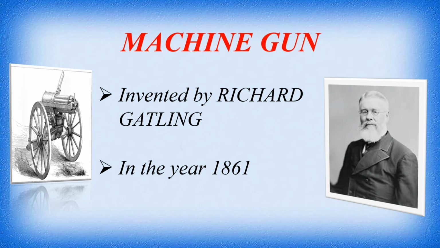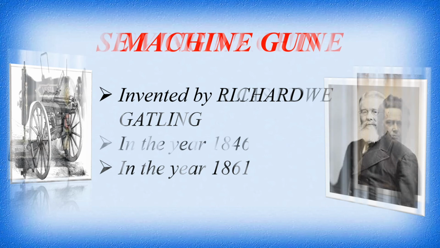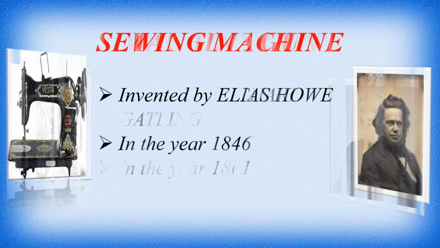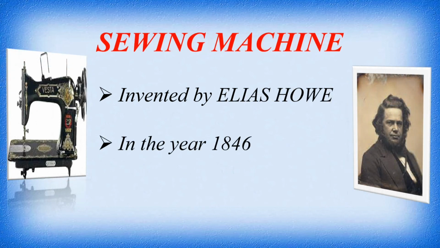Machine gun, invented by Richard Gatling in the year 1861. Sewing machine, invented by Elias Howe in the year 1846.